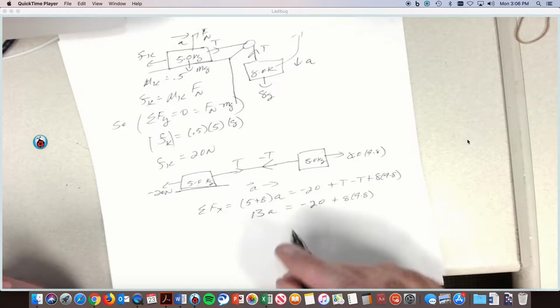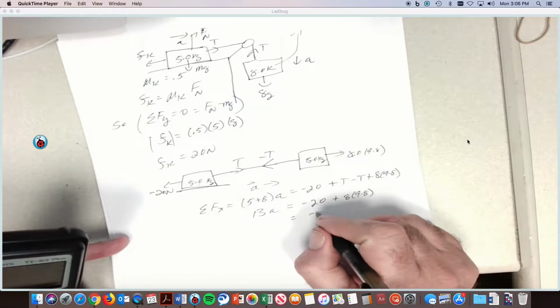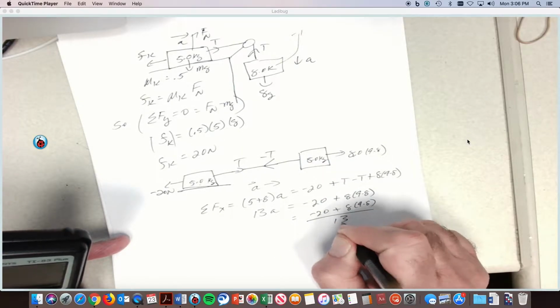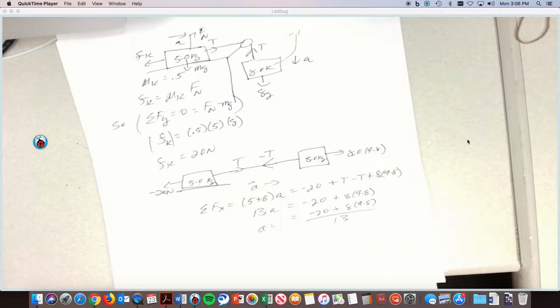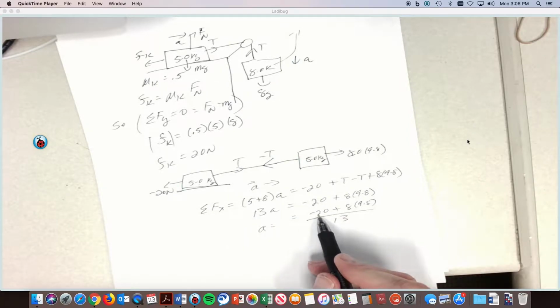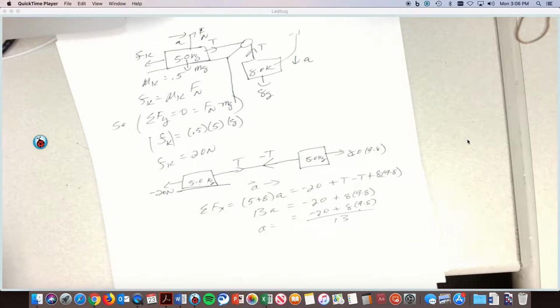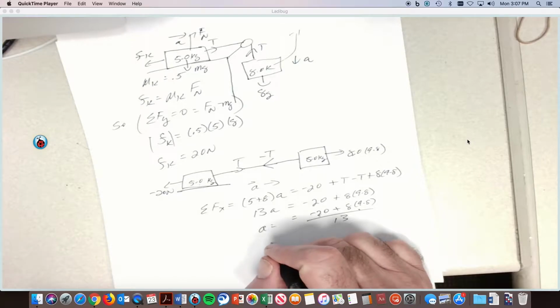So let's just put in all the numbers here. So I've got minus 20 plus 8 times 9.8 over 13. There we go. That's my acceleration. And I know it's going to be positive because negative 20 is not near. I mean, this is almost 80. How about negative 20 plus 8 times 9.8 divided by 13? It's 4.49.